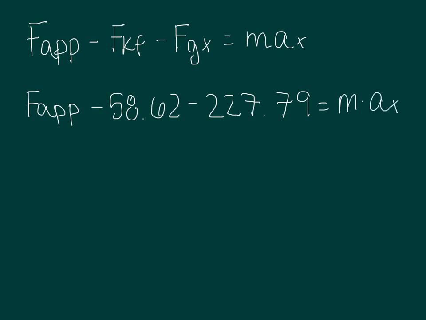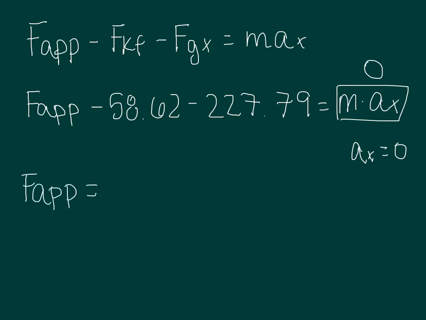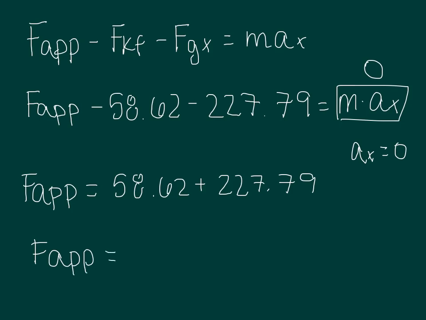Now you may be wondering why we didn't find the acceleration, but the truth is we did. The velocity is constant, which means that our acceleration is equal to 0, which makes this whole thing 0, which means that we can move our other variables to the other side. So our applied force is actually going to equal 58.62 plus 227.79. Our applied force is going to equal 286.41 newtons. That is your final answer.